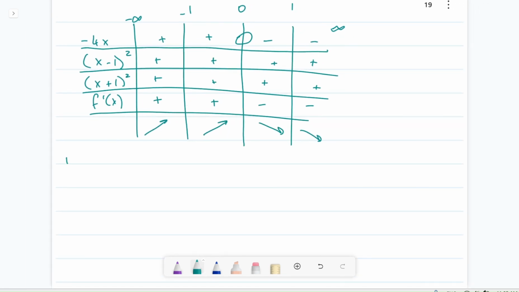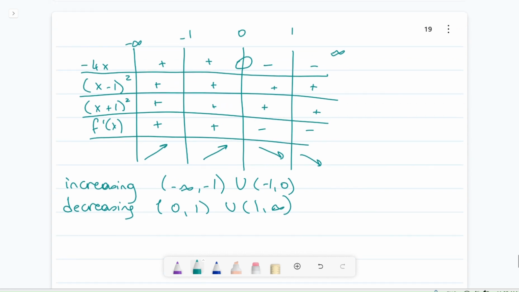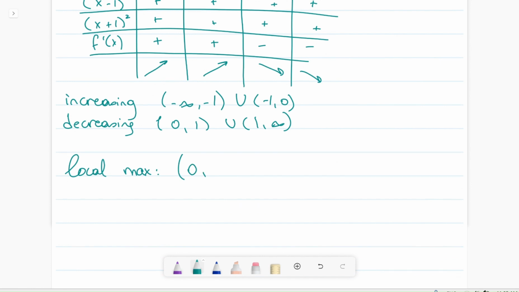We can write this as an interval if you are ever asked. So this is negative infinity till negative 1, union negative 1 till 0. This is the interval when it's increasing, and it's decreasing over 0 till 1, union 1 till infinity. So you might notice that here it's increasing, and then it's decreasing, which shows that we have a maximum at x equals 0. So we can write local maximum at x equals 0, and we already found the coordinates to be 0, 0.